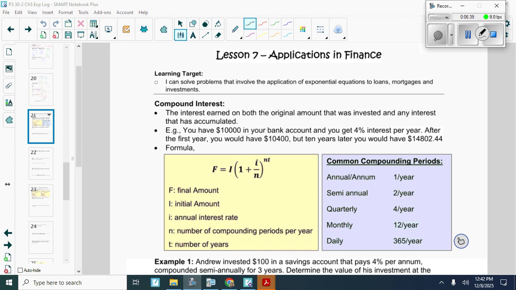All right, let's make sure we have some definitions down pat, and then we're going to introduce a new formula that we're using for finance. Then I'll walk you through the steps on how to solve these types of problems. So we'll have a couple different things that we can figure out. The first thing you want to know is compound interest. That's making interest on your interest, so that would be a good thing to have. Interest earned on both the original amount that was invested and any interest that has accumulated.